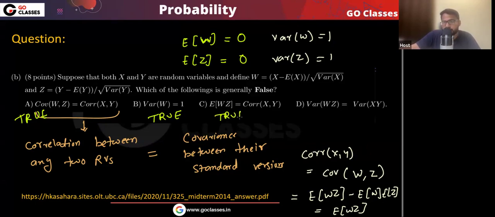Okay. What about this? Yes, this is actually false. It doesn't have any backup. Basically, you can expand this W and this Z if you want to. It is X minus, let's suppose, E1 upon sigma 1, and Y minus E2 upon sigma 2, like this, right? So if you expand this, it will be variance of XY plus something minus something, like this, right? So it will not be variance of XY. Are you getting my point?